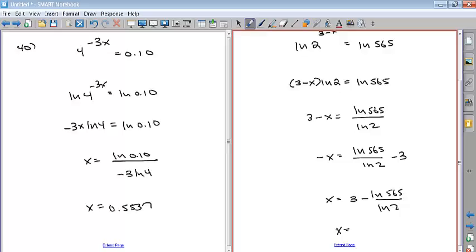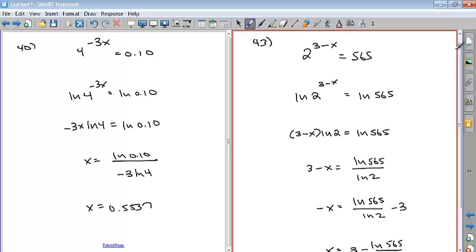So 3 minus the natural log of 565 divided by the natural log of 2 is -6.142. If we take 2 and raise it to the 3 minus -6.142 power, which is going to be to the positive 9.142, it gives you 564.95.